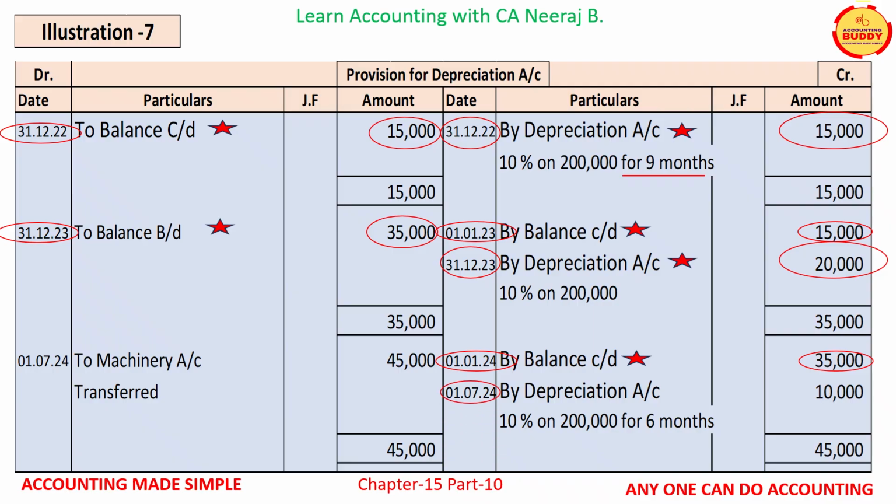On 1st of July 2024, the depreciation for 6 months from 1st of January 2024 till the date of sale of the asset is posted on the credit side of the account by writing the words by depreciation account for $10,000. The amount of $45,000 on the credit side of the account is transferred to the machinery account on 1st of July 2024 by writing the words to machinery account.